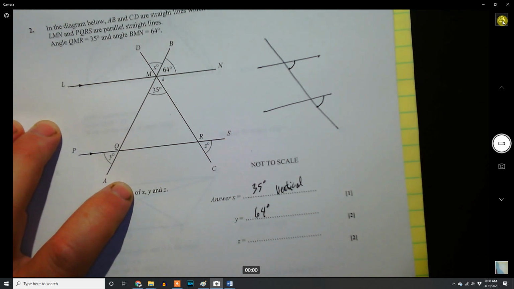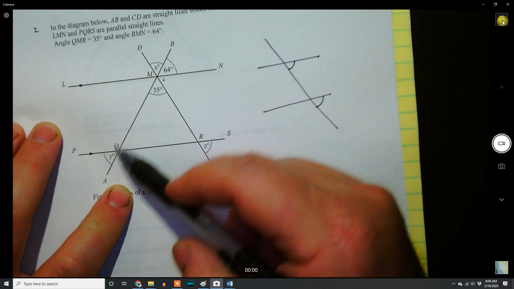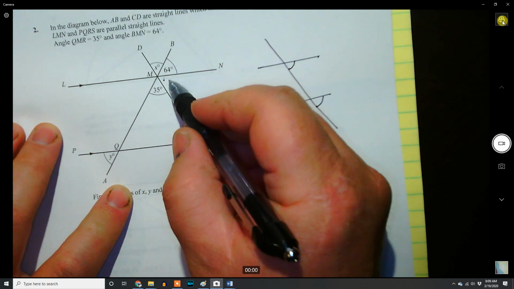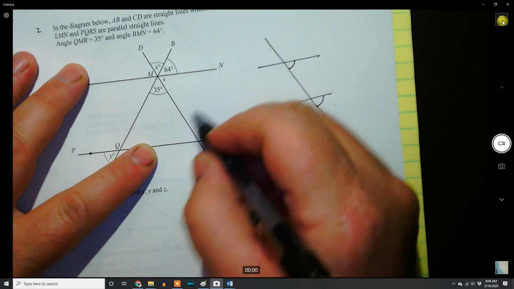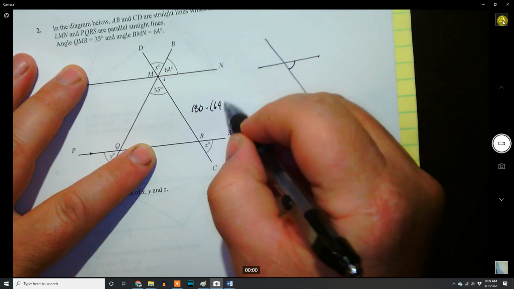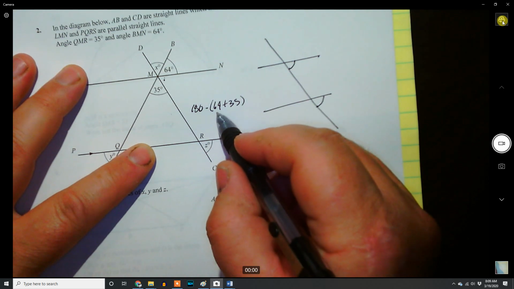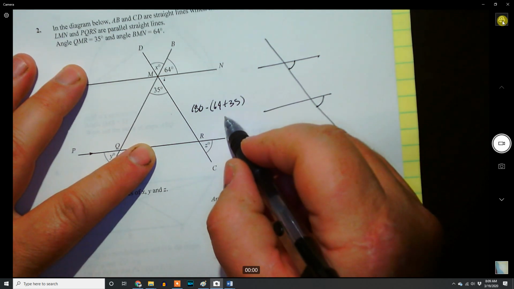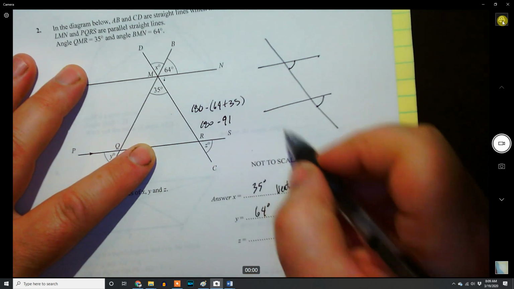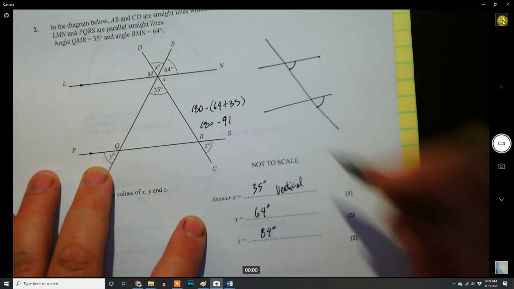Now, we can figure out this angle right here because this is a straight line. AB is a straight line. So these three have to add up to 180. So this plus this have to equal 180. So 180, and then minus the sum of those two will be what we got. So let's see. That's going to be 91 minus 180. So that's going to be 89 degrees. I think that my math is right there, right?